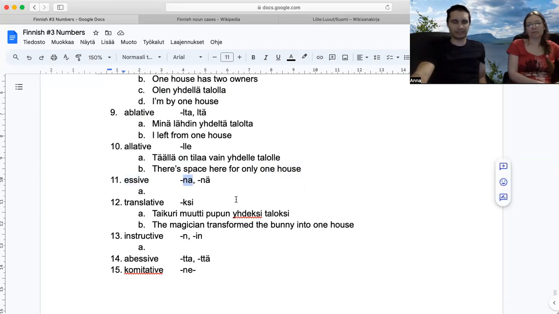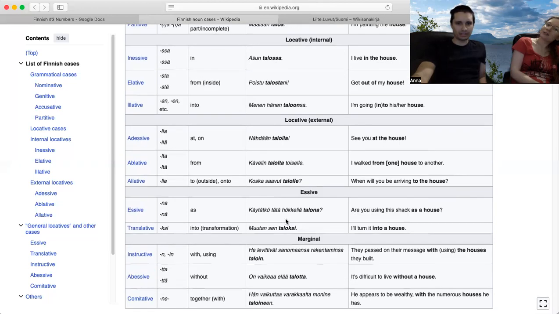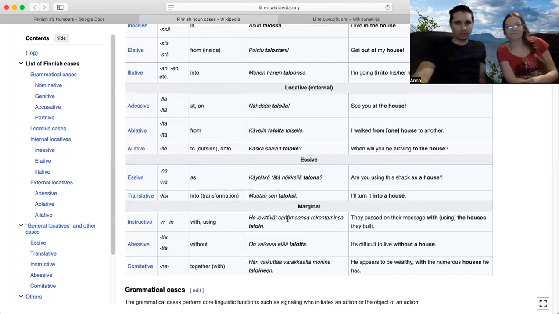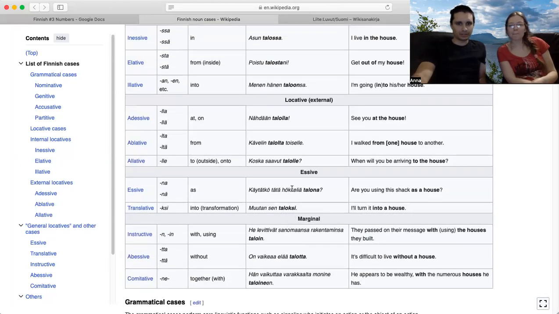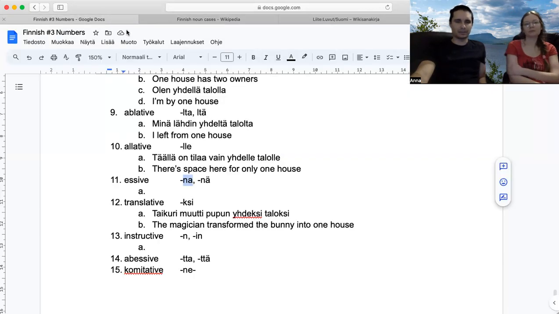Without the one, let's see what they have here. Are you using this shack as a house? Yeah, but if you include the number, I can't think of any good phrases.